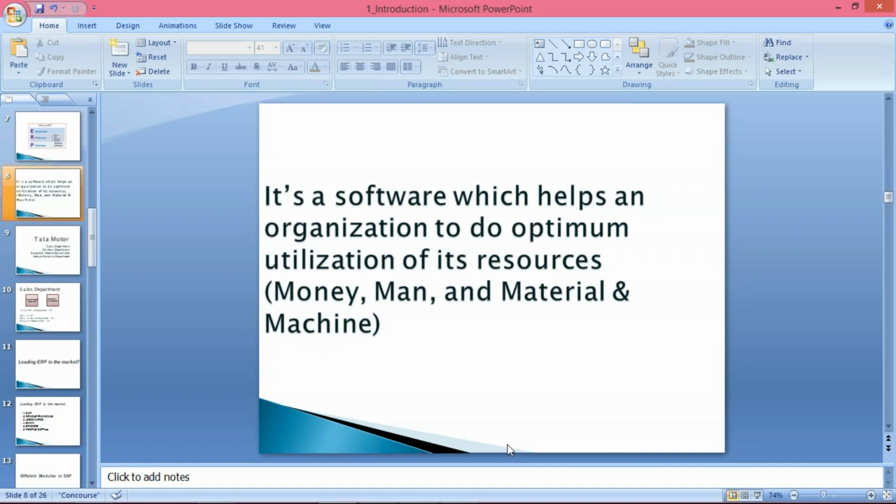As I said, ERP is a software. So what is SAP, guys? This is also a kind of software. SAP, as we said, is an ERP, and ERP is a software. So SAP is also a kind of software. I'll tell you the simplest way to understand it.